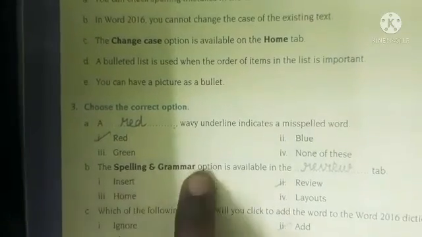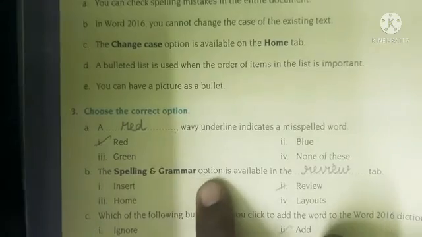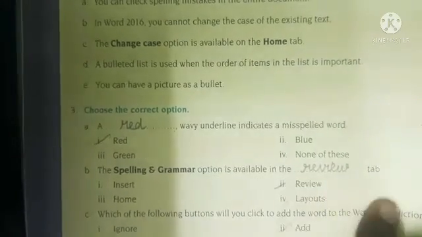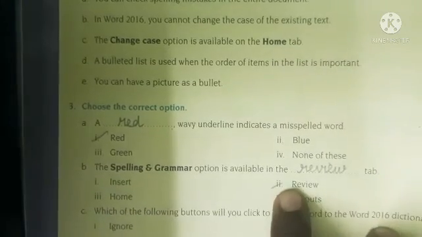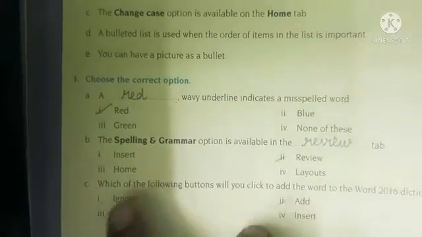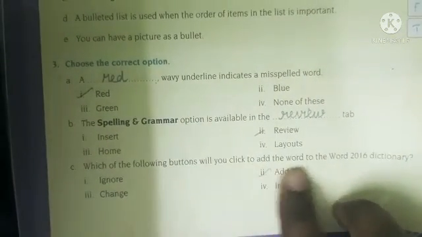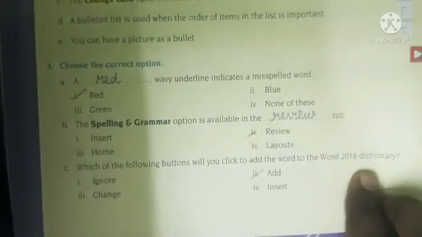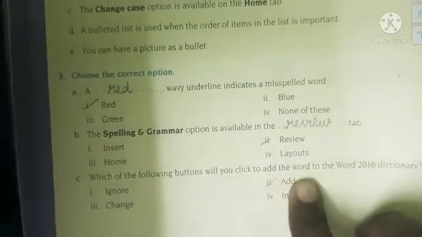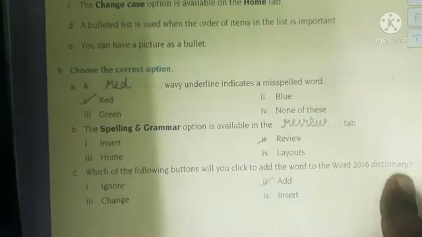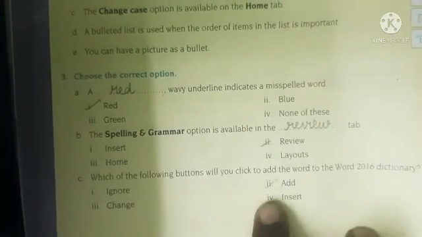Next one, the spelling and grammar option is available in the dash tab. The options are insert, review, home, layout. The correct option is review. Next, which of the following buttons will you click to add the word to the Word 2016 dictionary? The options are ignore, add, change, insert. The correct answer is add.